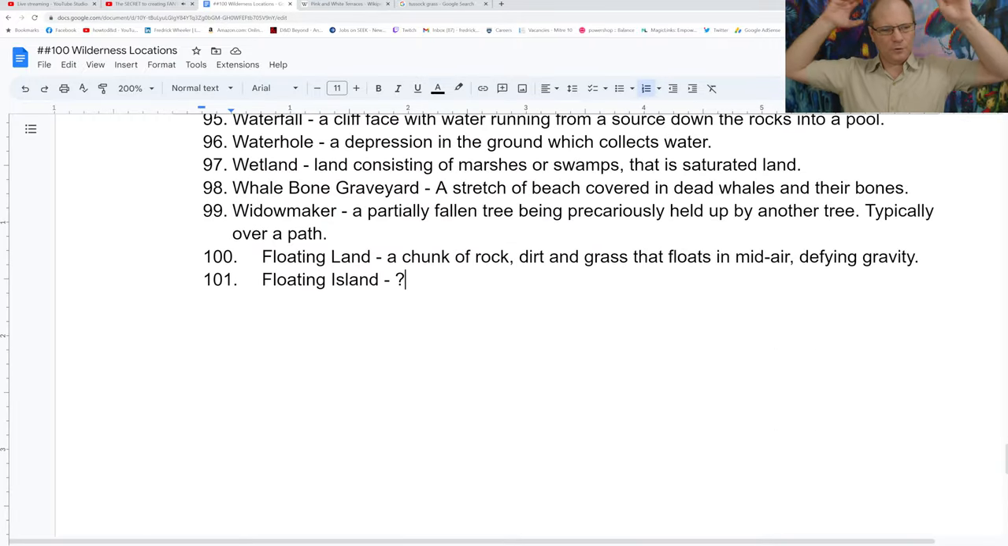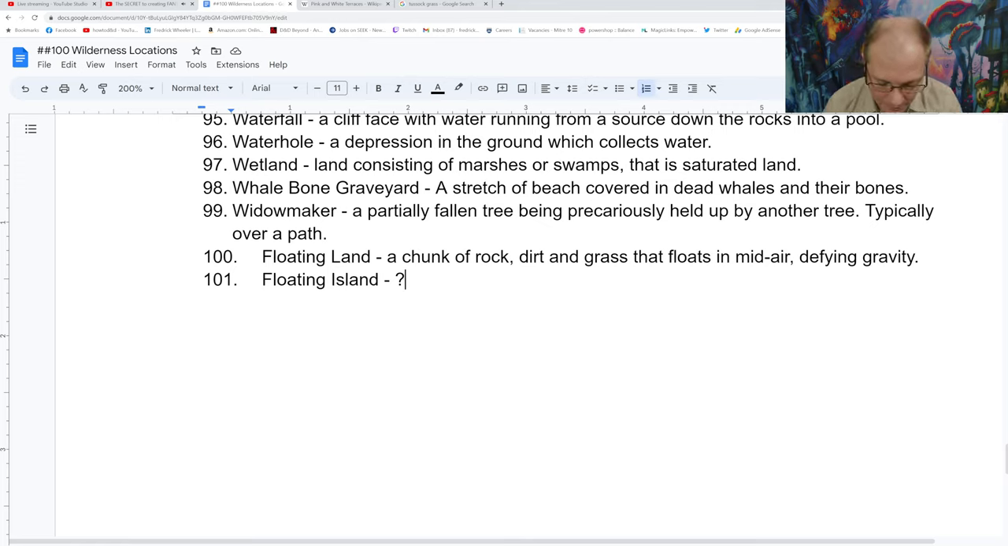Do we prefer the word floating land or floating island? I feel like it's got to be one or the other. Is it going to be called floating land, a chunk of rock, dirt, and grass that floats in mid-air, defying gravity? Do we call this floating land or floating island? I think floating island is better myself. But how do you feel about us calling it that? Does it appeal to you? Not really appeal to you?